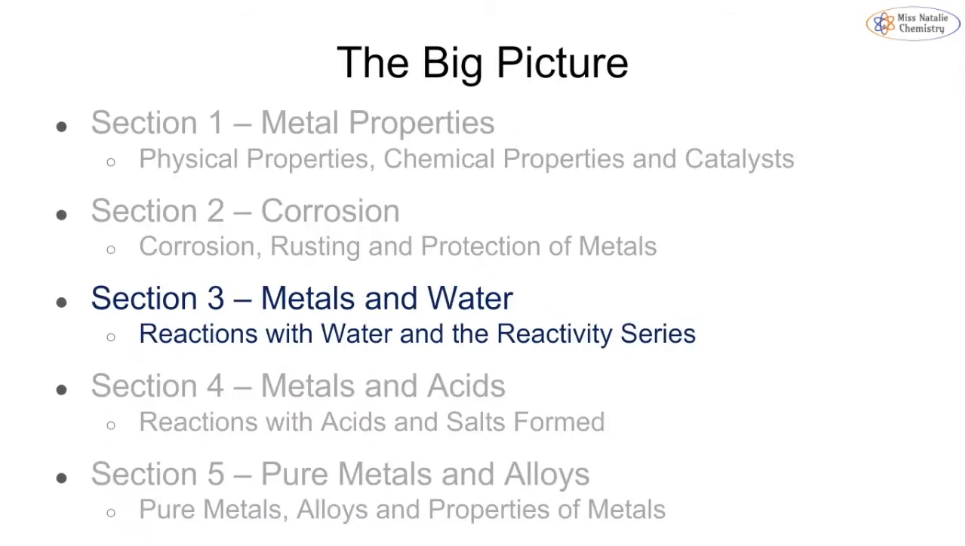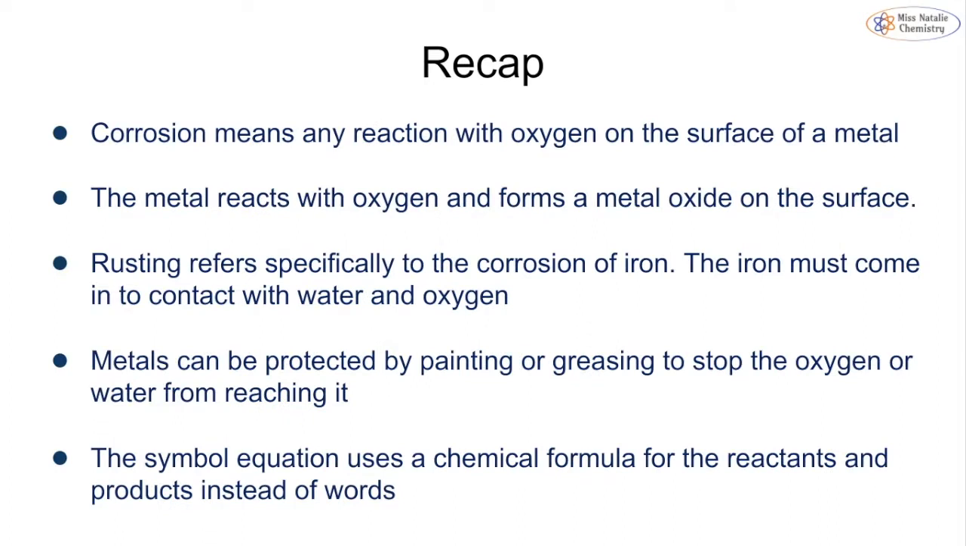So this is section 3 of topic 8G, and we looked at metal properties and corrosion. So now we're going to look at how we react metals with water and then make a reactivity series. So just to recap, corrosion is any reaction of oxygen on the surface of a metal, and the metal reacts with the oxygen to form this metal oxide on the surface. Remember, when we're talking about corrosion of iron, we call this rusting, but rusting is only for iron, and we need water and oxygen for this to happen.